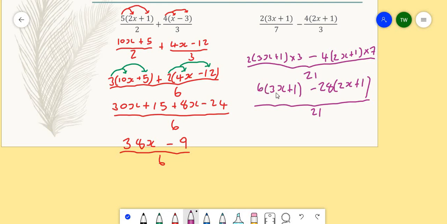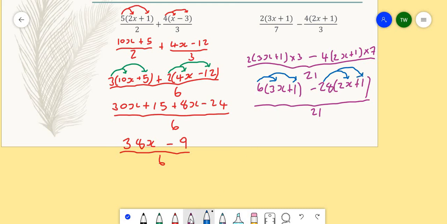At this stage now, we're going to apply the distributive law, which is take what is on the outside to multiply each term on the inside. So let me just draw the arrows to show you. We're going to take the 6 to multiply the 3x. We're going to take the 6 to multiply the positive 1. Because there's a minus here, we have to treat this as a negative number. So we're going to take negative 28 to multiply positive 2x, and we're going to take negative 28 to multiply positive 1.